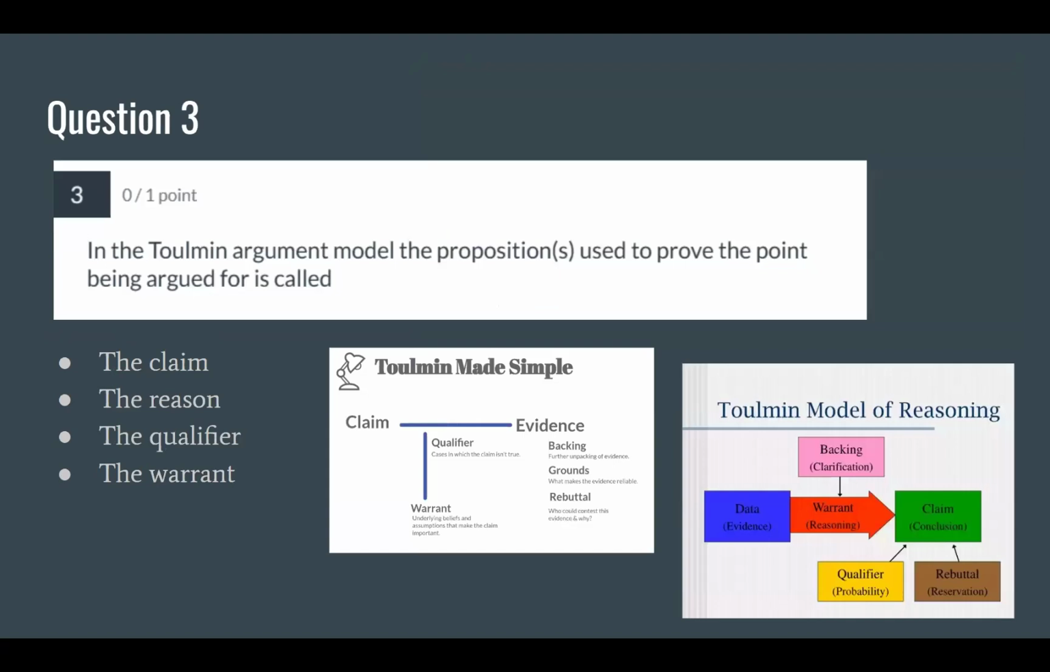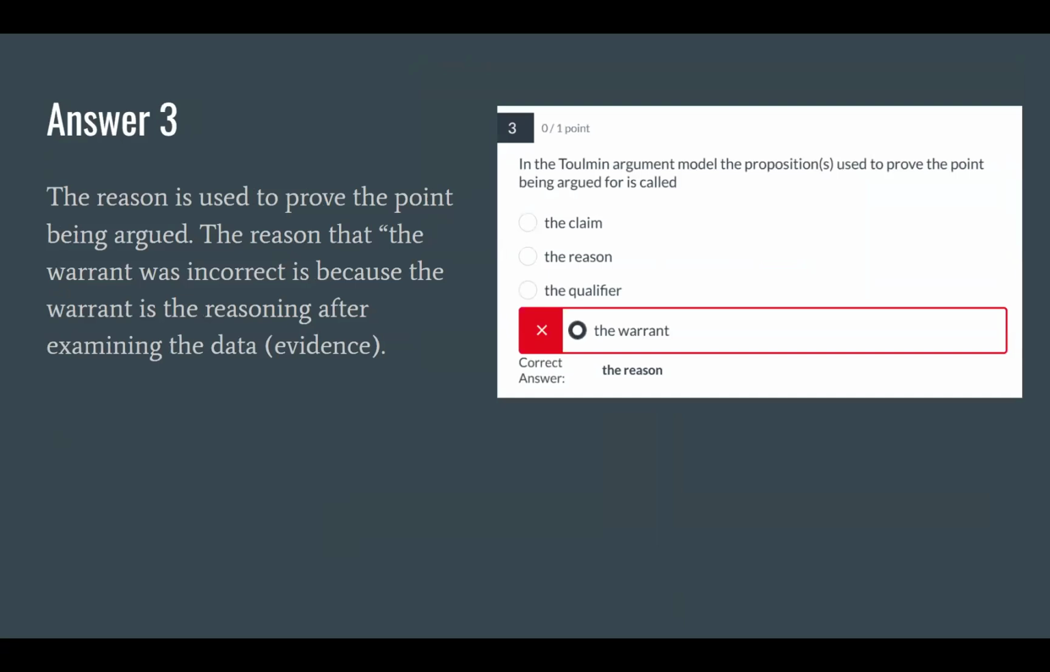Okay, so number three in the Toulmin argument model, the proposition or propositions used to prove the point being argued, it's going to be called either the claim, the reason, the qualifier, or the warrant. So when I did the quiz, I hit the warrant, didn't do my research before answering this question. But yeah, so the reason is going to be the correct answer here. It's used to prove the point that's being argued.